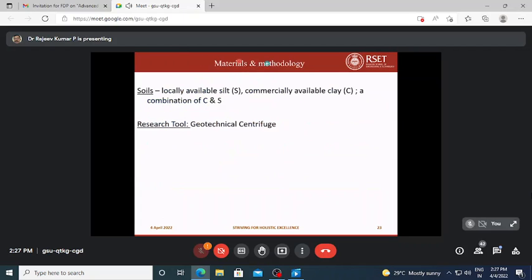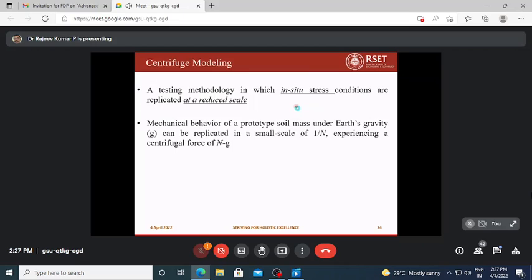These two are the soils used for the current study. One is a locally available silt, and another one was kaolinite clay. A combination of both these two were used, and the tool was the geotechnical centrifuge.